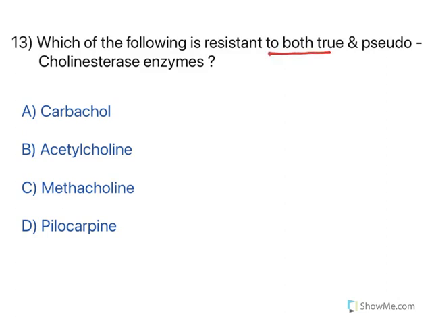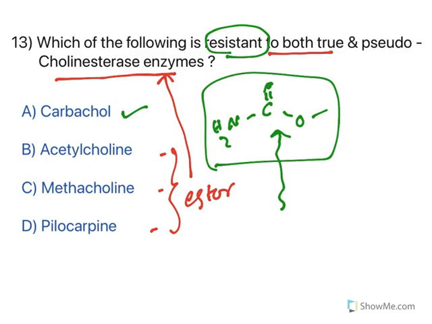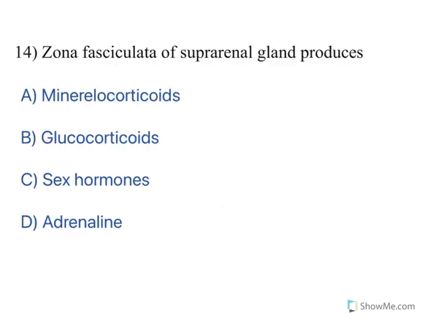Which of the following is resistant to both true and pseudocholinesterase enzymes? Now this is a kind of structure based question. The answer is carbachol. Carbachol is a carbamyl derivative. It is not an ester derivative, but it has this functional group. When this functional group is there, esterases cannot break the bond easily. That is the reason why they become resistant. Whereas acetylcholine, methacholine, pilocarpine, all of them are ester derivatives. They are easily metabolized by cholinesterase enzymes. Whereas carbachol has a carbamyl group, and that is what makes it resistant to esterase enzymes. So option A, carbachol, is the right answer. Moving to the next one.